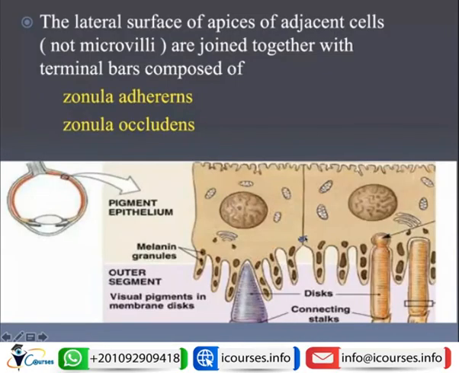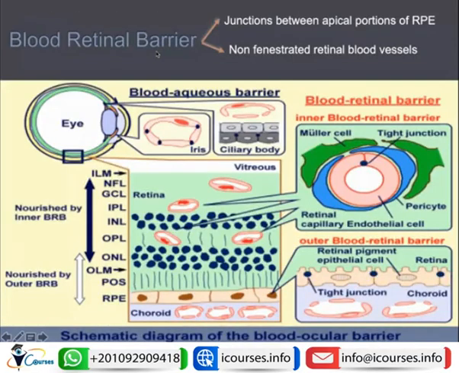So remember that the terminal bars, or the zonula adherens and zonula occludens, are present between the lateral walls of the retinal pigment epithelium, not these microvilli. And this in turn forms what's called the outer layer of the blood-retinal barrier. As we said, there is a blood-aqueous barrier in the previous lecture, and we will be discussing it in more detail in physiology.